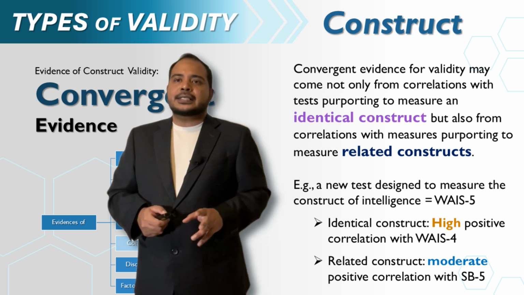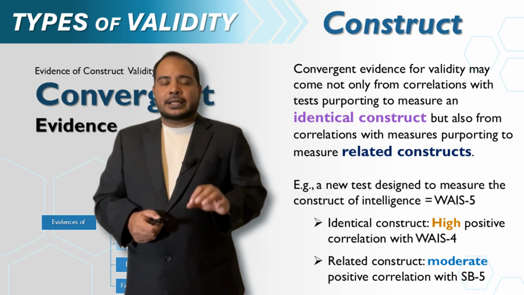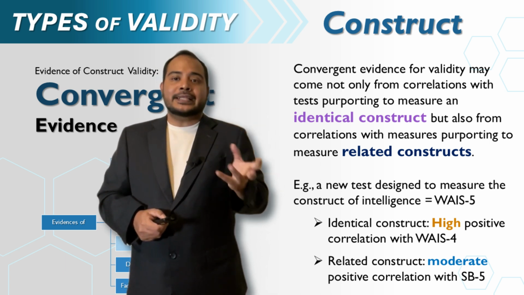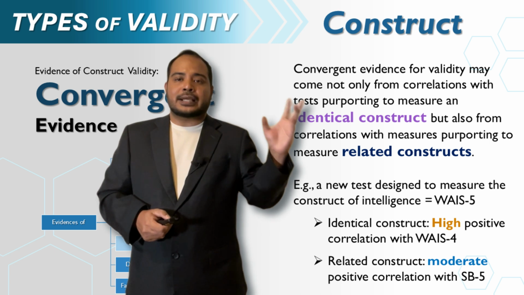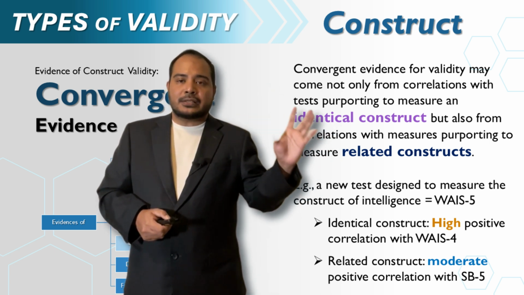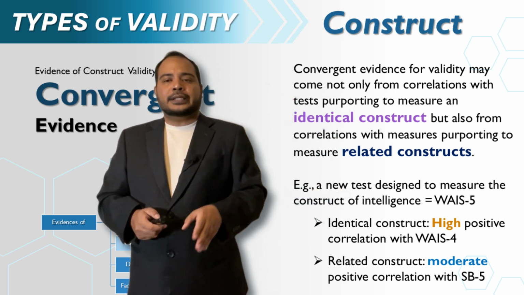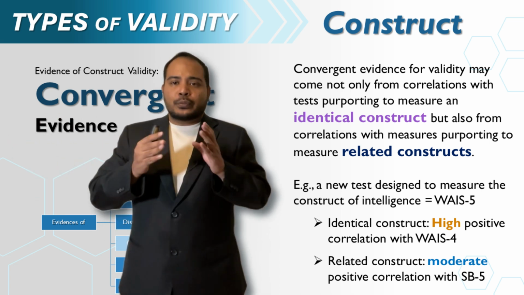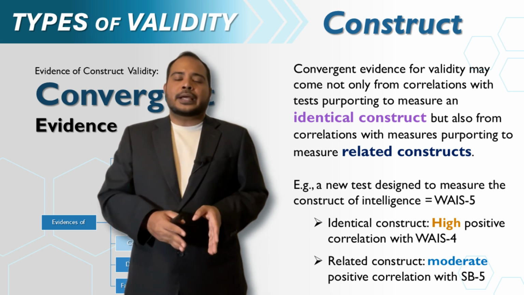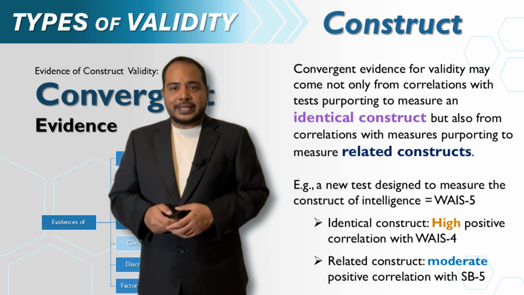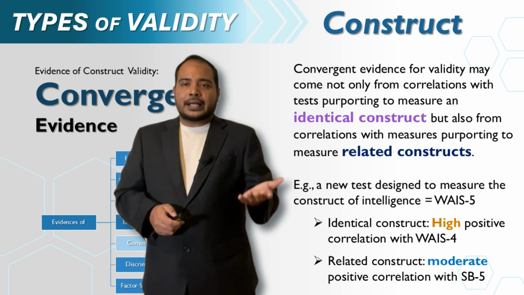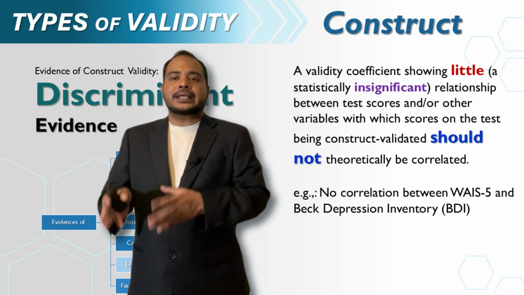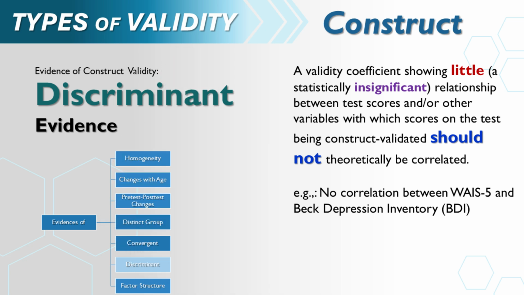So these are convergent evidence. We try to correlate with something similar or identical, a test that is already established and already has evidence of validity. If our test also has a positive, high correlation, we can say that our new test demonstrates convergent validity. On the other hand, besides convergent validity, we can also establish discriminant validity.